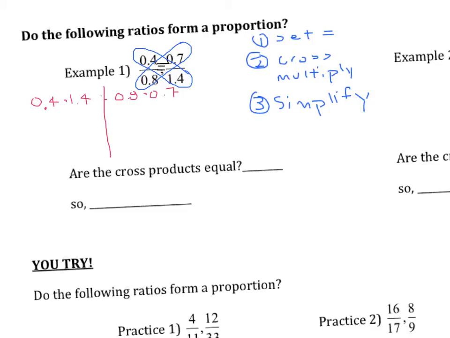0.4 times 1.4 gives me 0.56. 0.8 times 0.7 gives me 0.56. Now, are the cross products equal? Yes, we got 0.56 on the left, we got 0.56 on the right. So our cross products are equal, which makes this a proportion. Our two ratios are equivalent.